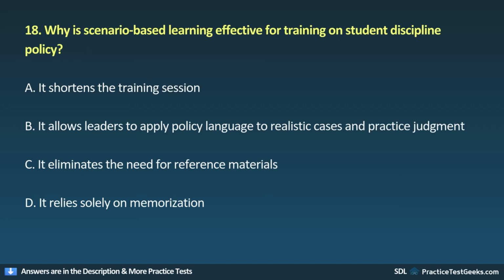18. Why is scenario-based learning effective for training on student discipline policy? A. It shortens the training session. B. It allows leaders to apply policy language to realistic cases and practice judgment. C. It eliminates the need for reference materials. D. It relies solely on memorization.